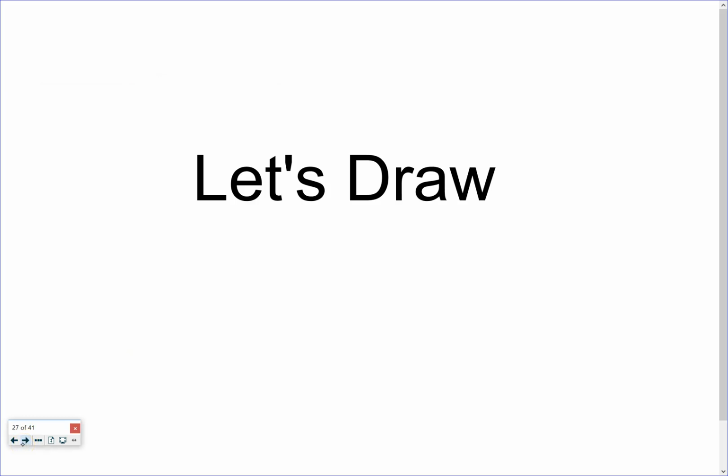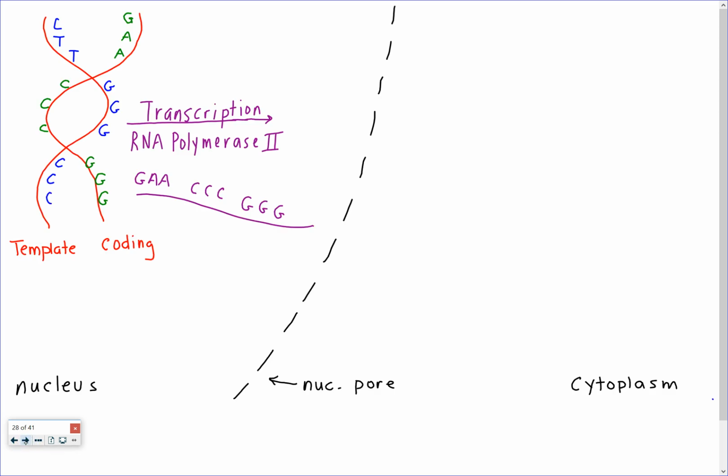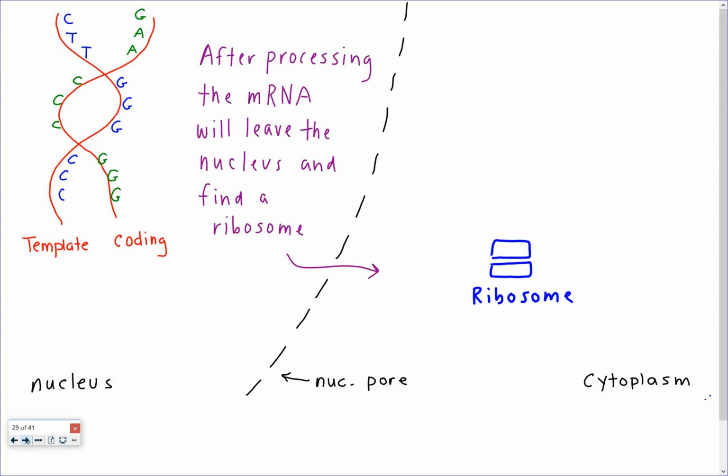So now, let's draw it all together as we did in class. If you look on the left, you will see your DNA, or the whole left side of the diagram is the nucleus. You have your template strand and your coding strand. Through the process of transcription using the enzyme RNA polymerase II, you will generate a piece of mRNA. After it's processed, meaning 5' cap, poly A tail, introns spliced out, snurped out, and exons spliced together, the now mature mRNA can leave and head out to the ribosome.